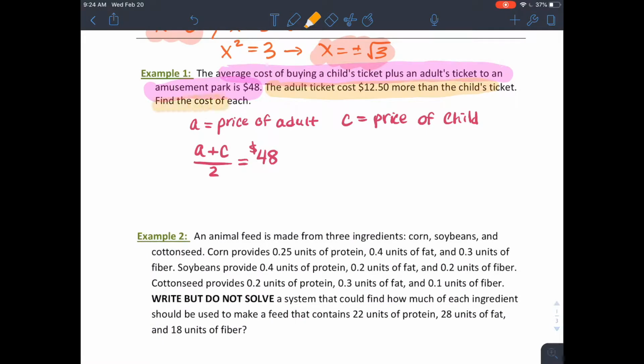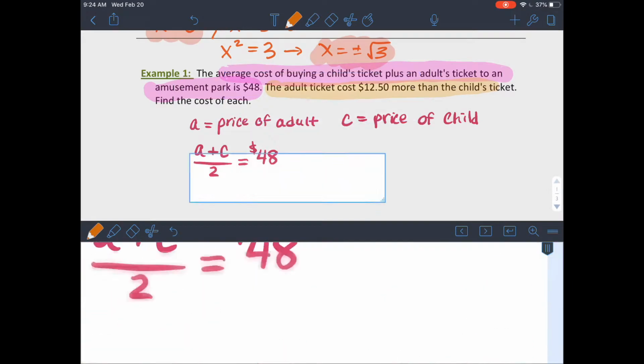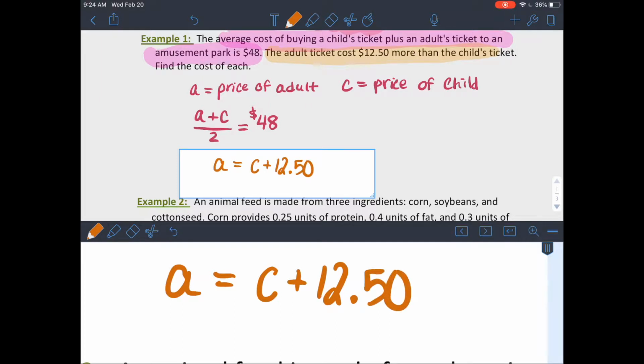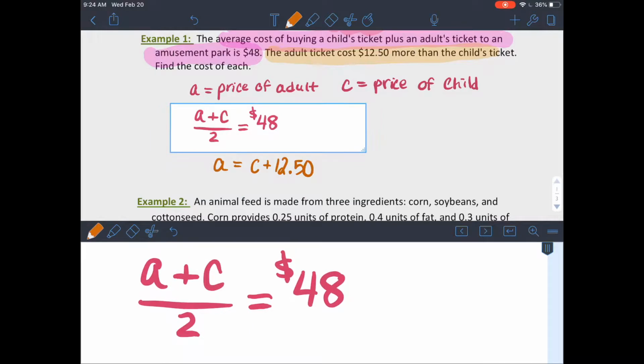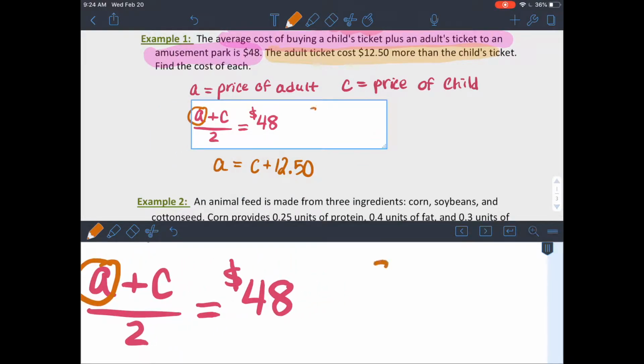We also know the adult ticket costs $12.50 more than the child's ticket. So however much my child's ticket is, if I add $12.50 to it, that will equal the cost of my adult ticket. So there are my 2 equations. You could solve with substitution or with elimination. I'm actually going to do some substitution since my second equation is already solved for A.